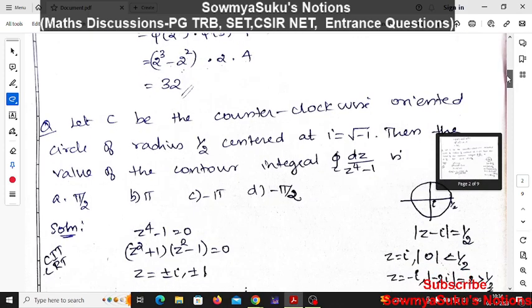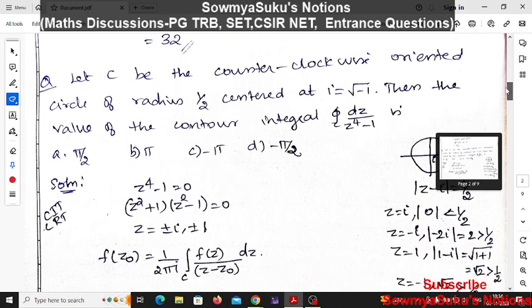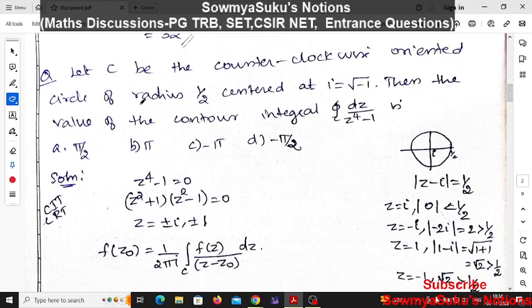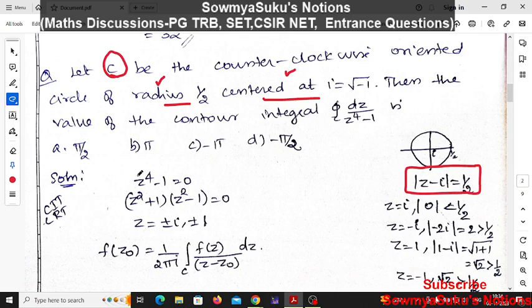Let's see the second question. Let C be the counterclockwise oriented circle of radius 1/2 centered at i. Then the value of the contour integral over C of dz divided by z^4 minus 1 is. So here C is the circle with radius 1/2 centered at i. So this is of the form modulus of z minus i is equal to 1/2. Center is i and radius is 1/2.